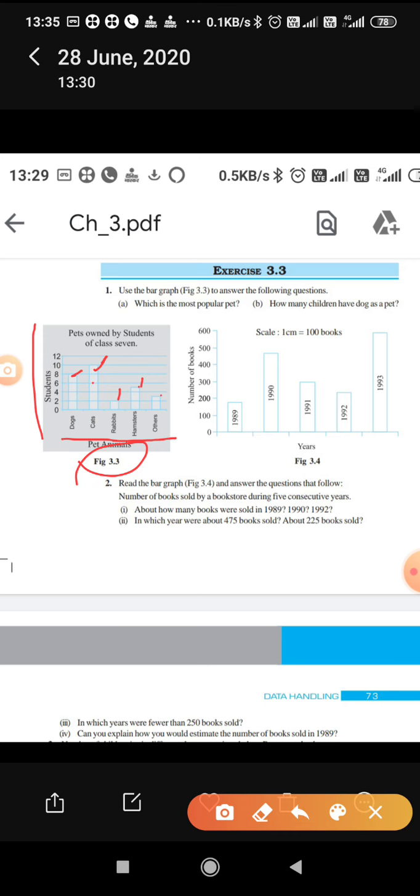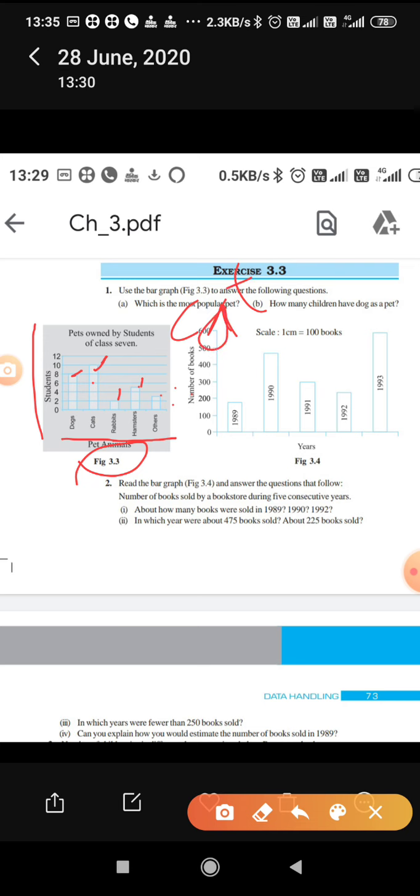And this other you can see is in between this line and this line. Here we are seeing between 2 and 4, so it is 3. They have asked which is the most popular pet. Most popular pet means which is liked by the largest number of students. We are seeing cat is liked by 10 students. So our first answer is cat.